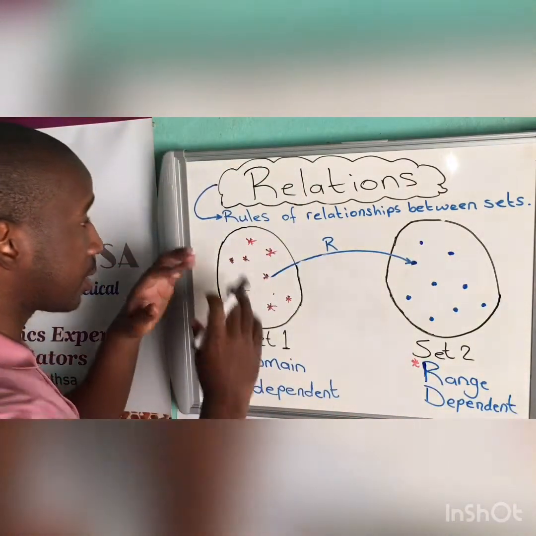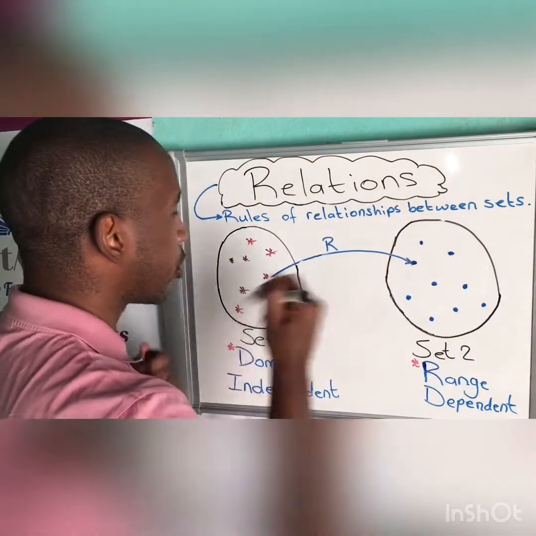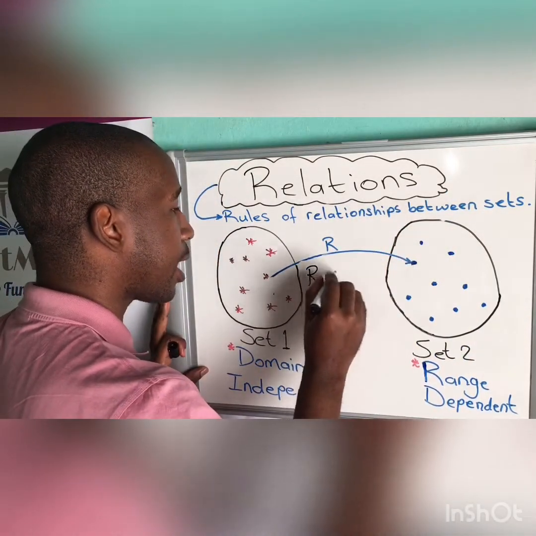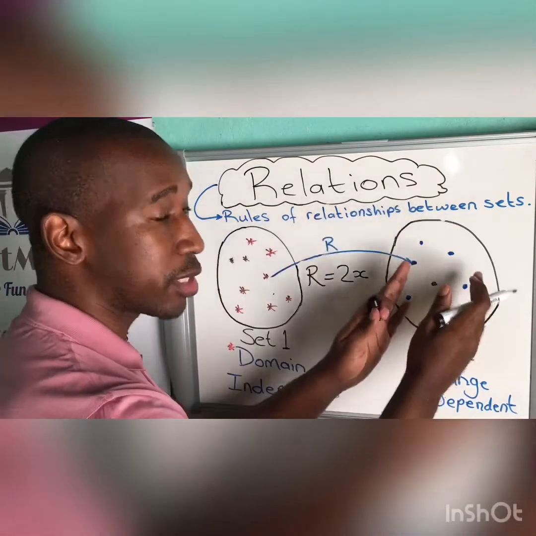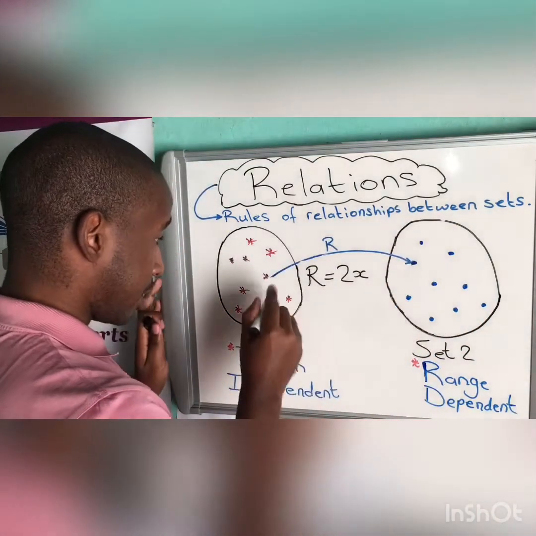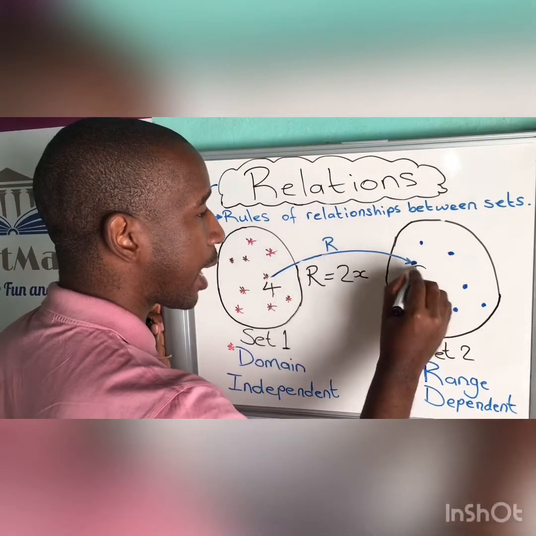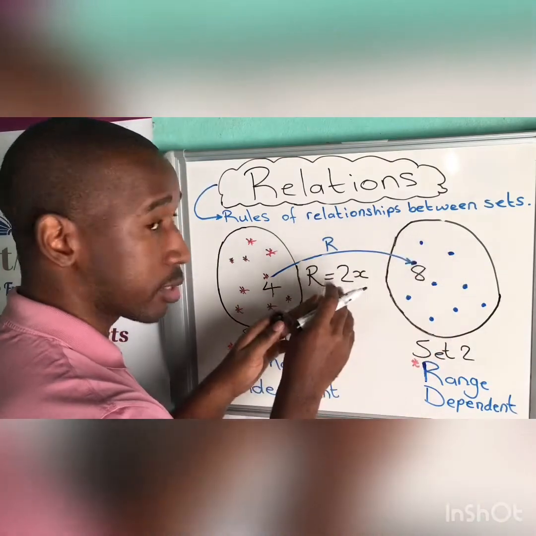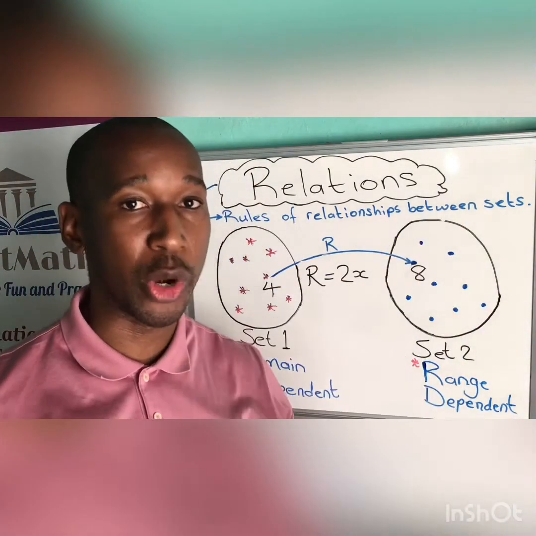So take, for example, this is the set of integers, and this is also the set of integers. The rule says that take an element of this set, multiply it by 2, and get its image in that set. Now, clearly, if this is a 4, 4 would be mapped to 8, or the image 8, under this relation. So that's how we define a relation, and that's how they work.